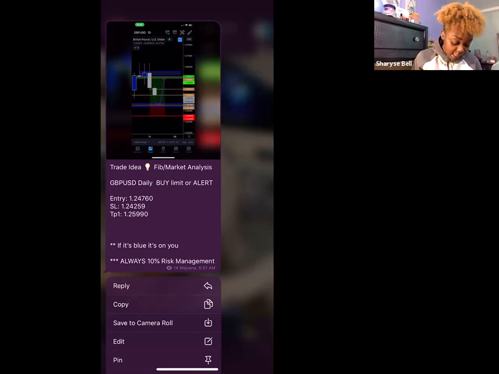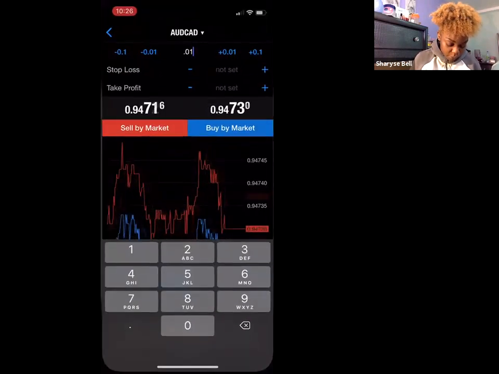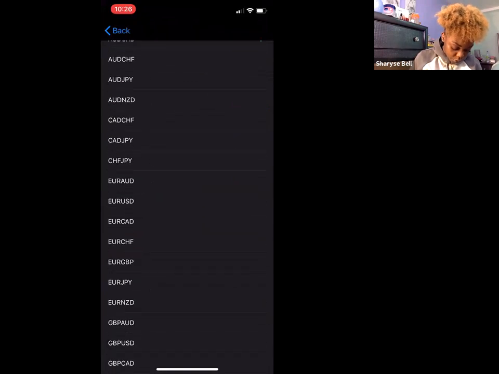All right. The next most important information is going to be your parameters. So you have your entry points, you have your SL, which equals your stop loss, and then you have your TP, which equals your take profit, all right? Now, these are going to be the numbers that you're going to copy and paste into your MetaTrader 4, all right? So all you got to do is open it up just like this, and you just got to flip through. So first, I'm going to go find GBP USD.